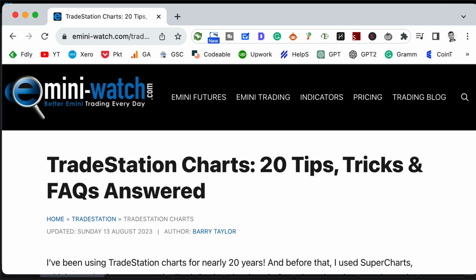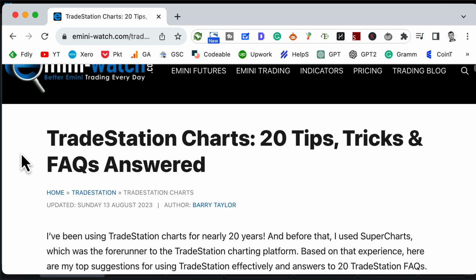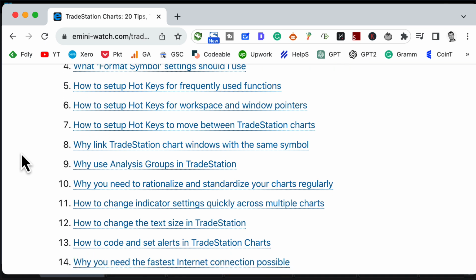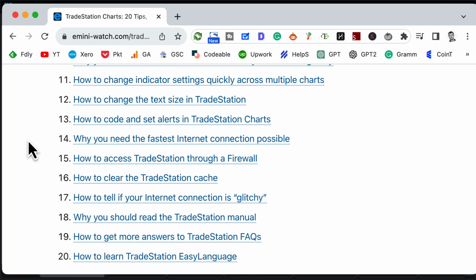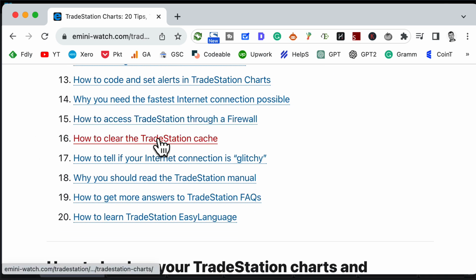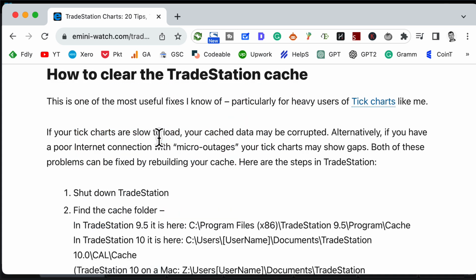So this is a useful article on the Emini-Watch website. It's called TradeStation Charts, 20 Tips, Tricks and FAQs Answered. And there's a list here of 20 different tips and tricks. Number 16 is how to clear the TradeStation cache. Cache, not sure how you want to say it. I like to say cache.